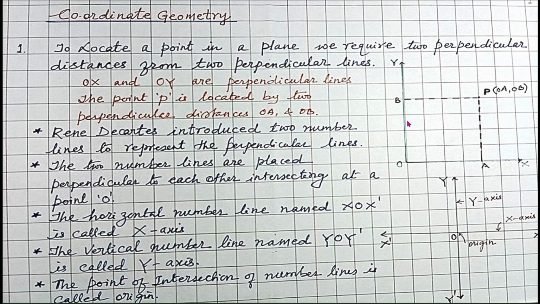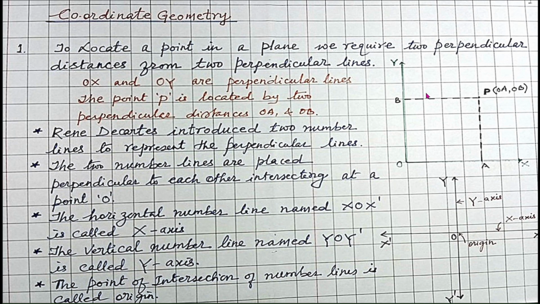Now, instead of using any two perpendicular lines, René Descartes, a mathematician, introduced two number lines to represent the perpendicular lines. The two number lines are placed perpendicular to each other, intersecting at a point O. The horizontal number line is called the x-axis and represented as XOX dash, and the perpendicular number line is known as the y-axis and named as YOY dash, and they intersect at point O. The point of intersection is known as the origin.